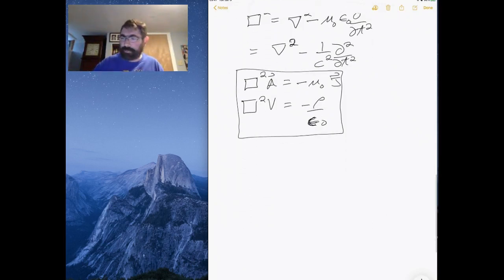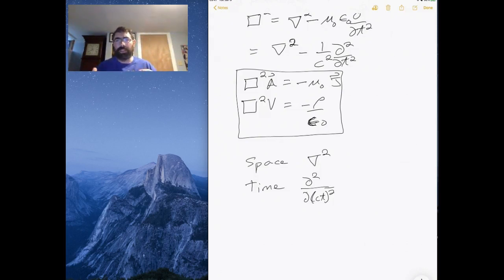So basically, space, del squared, and time are now kind of combined. They're on equal footing. Instead of having a space part and a time part as separate pieces, we can combine them all into something called space-time. And so this makes it compatible with special relativity.